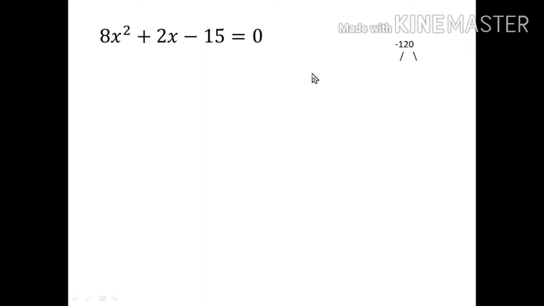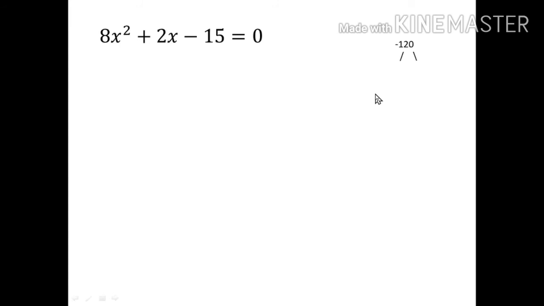imumultiply natin itong 8 tsaka negative 15. Then 8 times negative 15 is equal to negative 120. Then after that, kailangan nating umisip ng factor ng negative 120 na kapag pinag-add natin, dapat magbibigay siya ng positive 2.